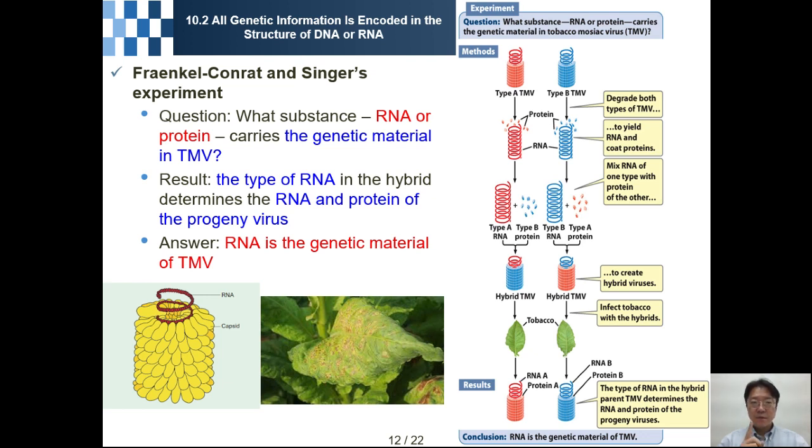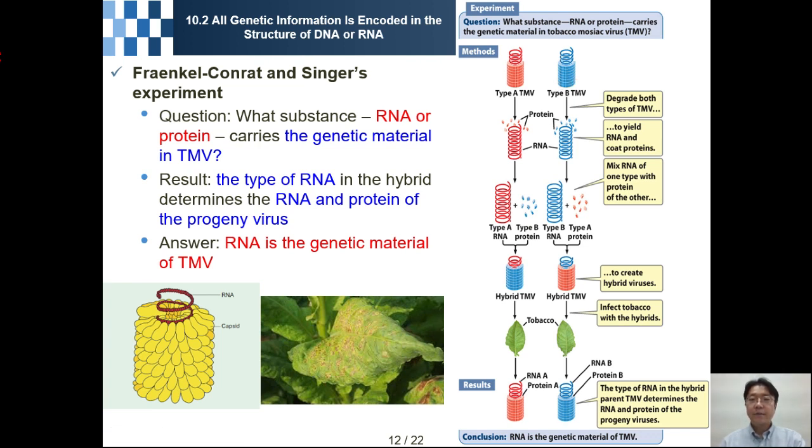The question was: what substance, RNA or protein, carries the genetic material in TMV? TMV is tobacco mosaic virus. It is composed of RNA and protein. Usually TMV infects tobacco plants. So to answer the question, they used two types of TMV.